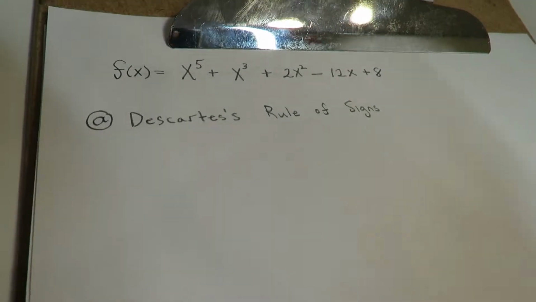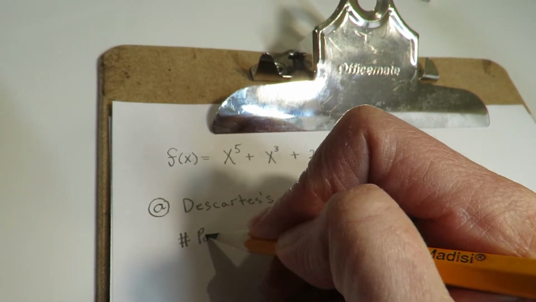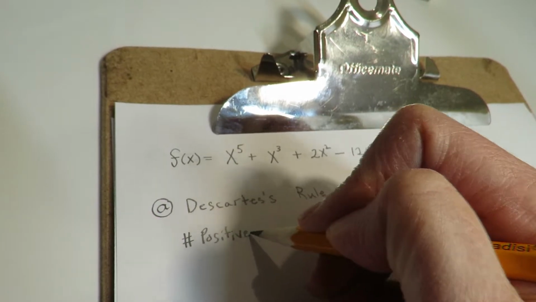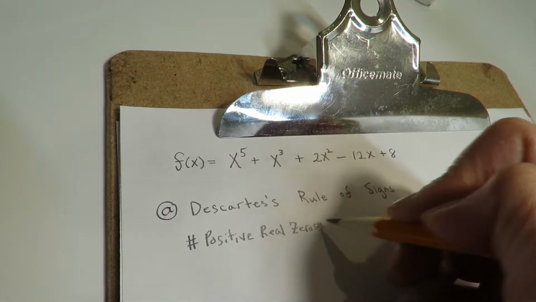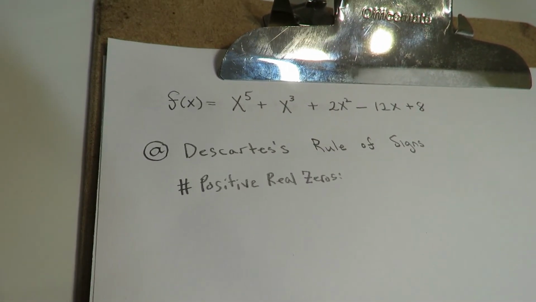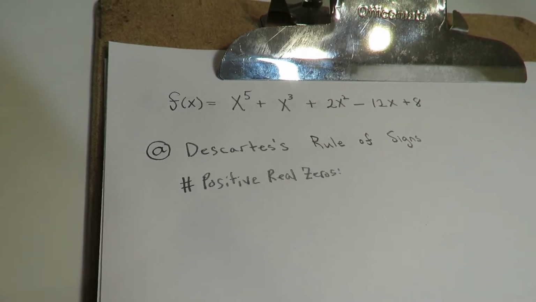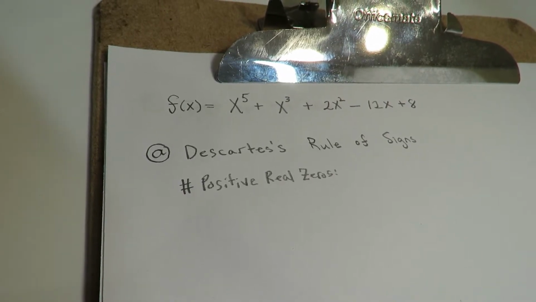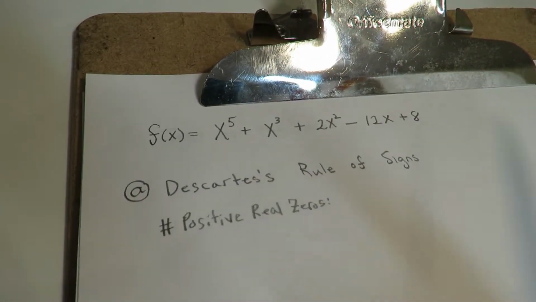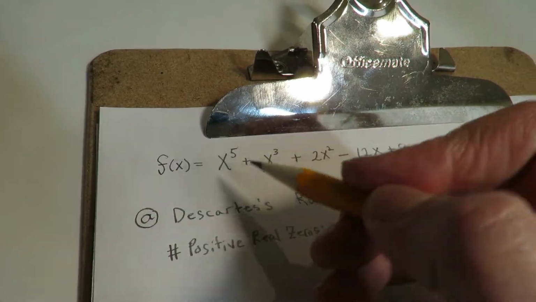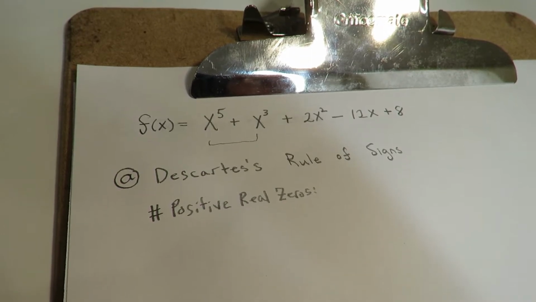If you recall, the number of positive real zeros is the variation in sign of f of x. So you're looking for every time the term changes from positive to negative or negative to positive. Let's look at the first term here. x to the fifth is positive. From x to the fifth to x to the third, there's no sign change, no variation in sign.